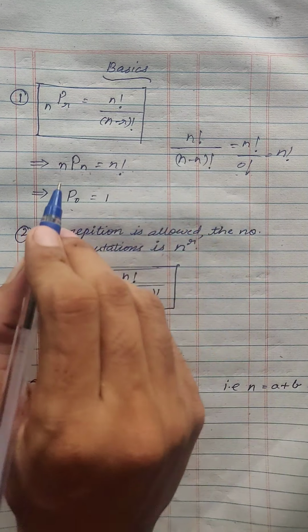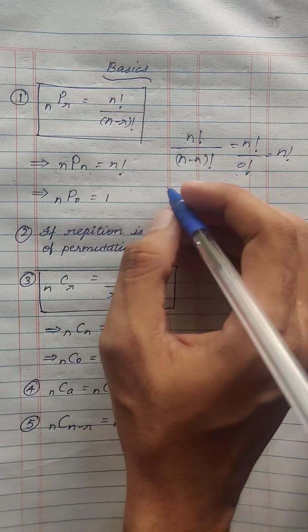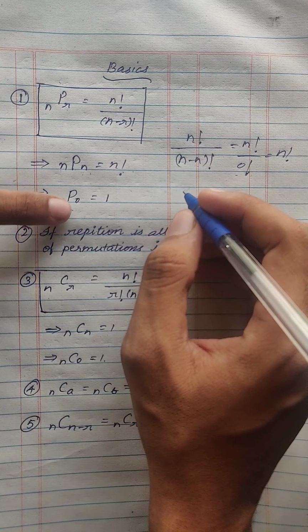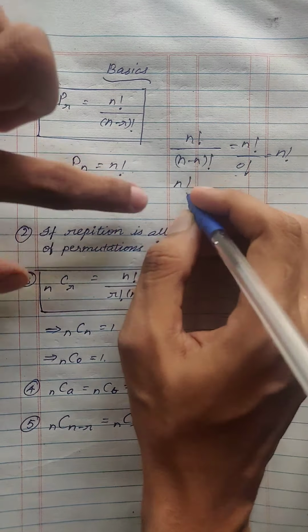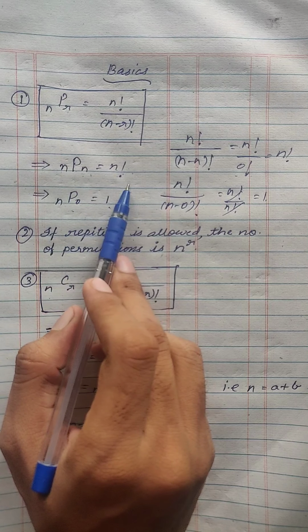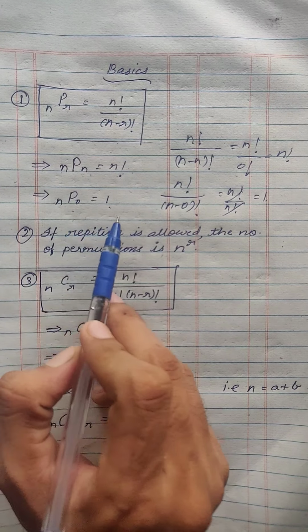So similarly nP0. For nP0, you substitute 0 for r, isn't it? So when you substitute n factorial by (n minus 0) the whole factorial, then you will be getting n factorial by n factorial, which will be equal to 1. Isn't it? So this is how we have got the corollary. Corollary means like the special cases.